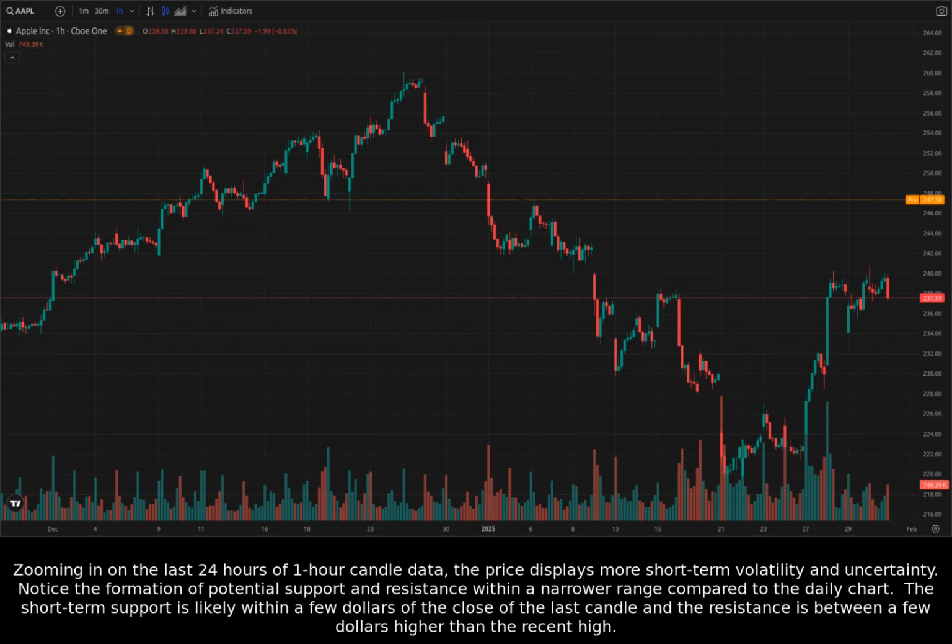The short-term support is likely within a few dollars of the close of the last candle, and the resistance is a few dollars higher than the recent high.